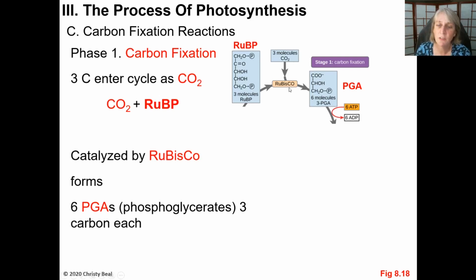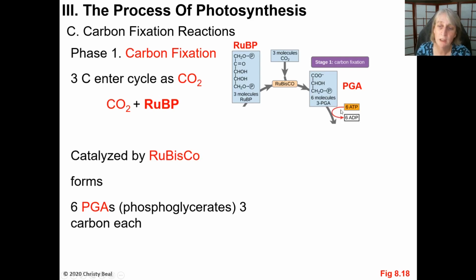And that's going to, after a bit of folding with some enzymes and breaking apart, we're going to end up with 6 3-carbon molecules. 6 times 3 is still 18. We haven't lost any carbon here. All we've done is change the molecules and fix the carbon dioxide. We call these 3-carbon molecules here PGA.